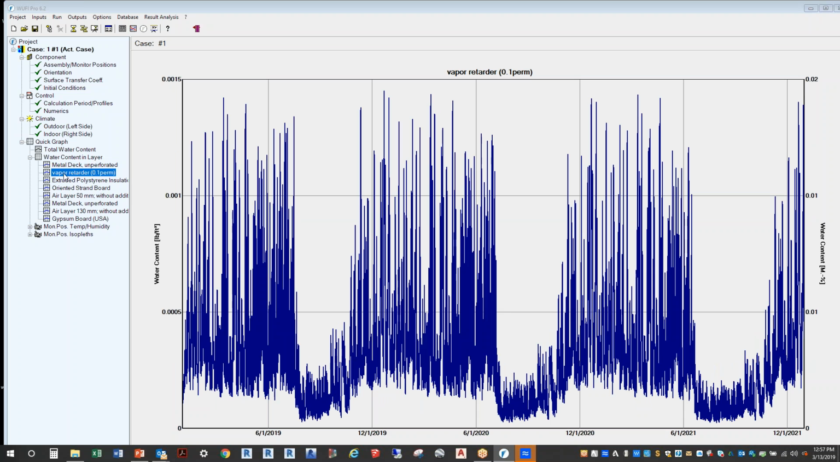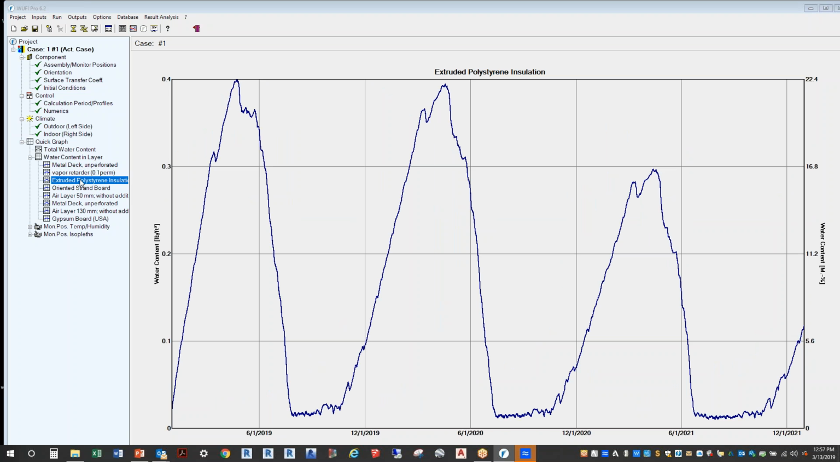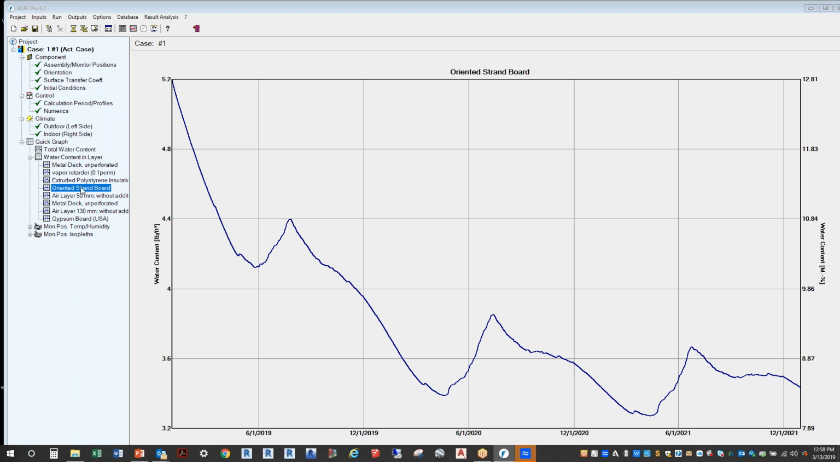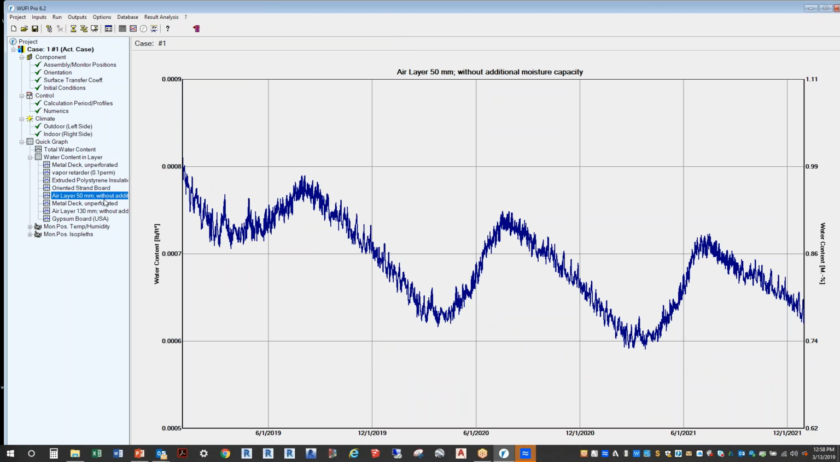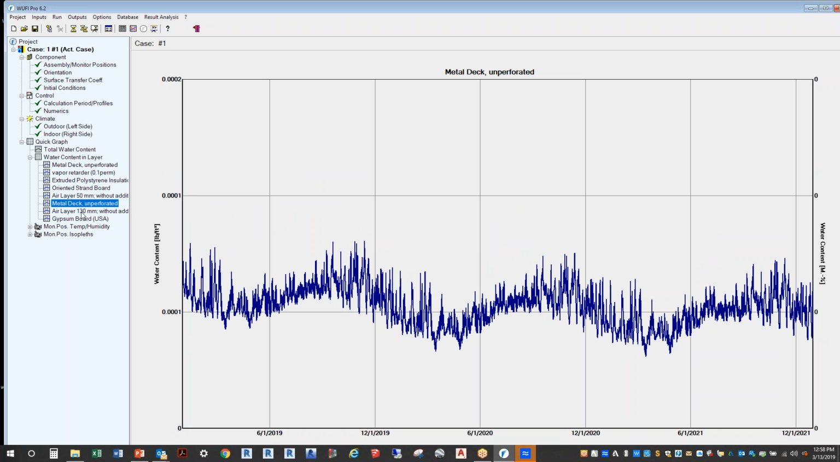Metal deck, vapor barrier, through polystyrene, down, down, down. Oriented strand board starts off at 12%, never gets close to that again. You know, it gets damp, dries out, collects moisture, dries out. Air layer. Is this in Maine now? Yeah. I still think we get some moisture.